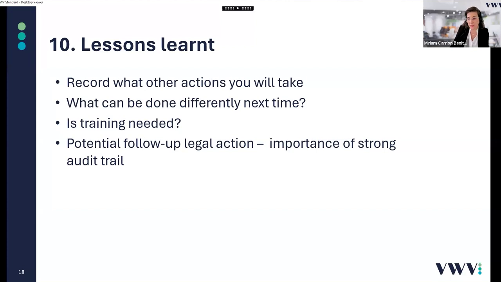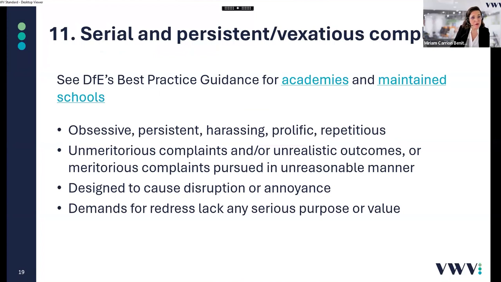So now moving to the very tricky matter of serial and persistent vexatious complaints. Next slide, please. There is DFE best practice guidance for academies and maintained schools. Once you get the slides, if you click on those entries, you will find it there. The DFE guidance is quite terse in its terms, but it still does provide a fairly sound framework to help you think about whether somebody is a serial or persistent vexatious complainant.